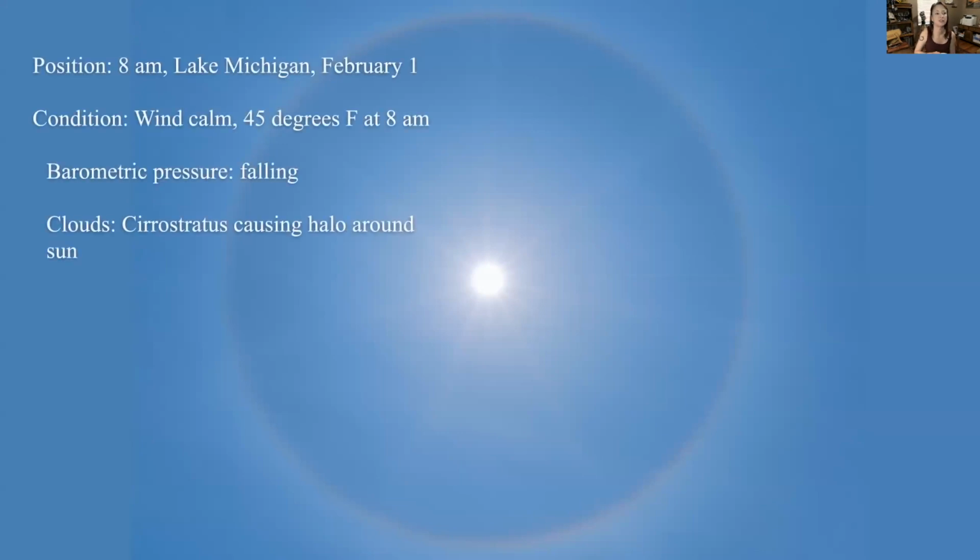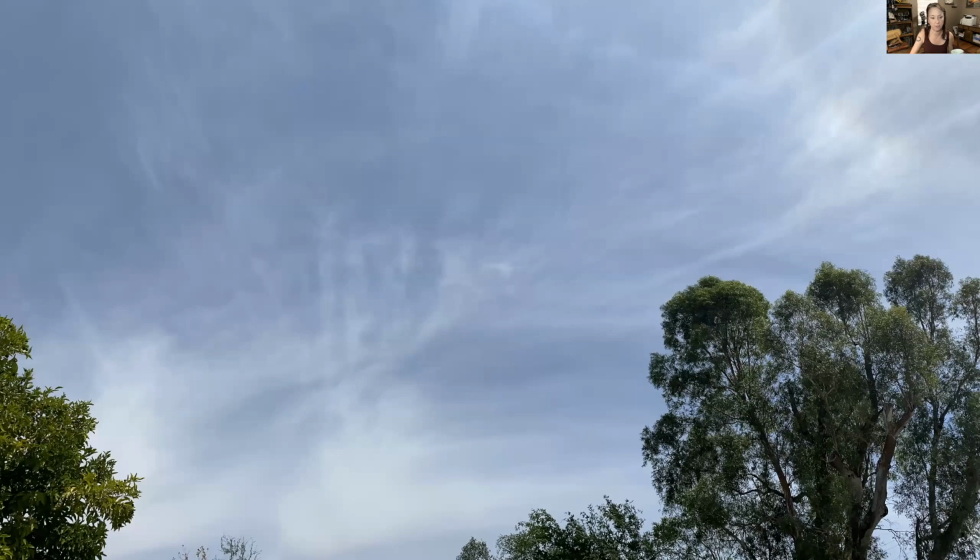What's this? So position and condition, 8 a.m., Lake Michigan, February 1st, winter, but it's calm, not super cold, 45 degrees, 8 a.m. Barometer's falling though. Cirrostratus clouds are causing a halo around the sun. Indeed, there's a winter storm moving in. It's not there yet, but this is a precursor. Again, you want to look at position, condition, barometric pressure. All right, here's another one.